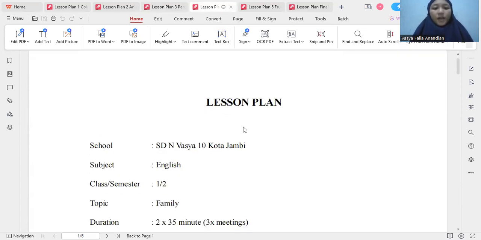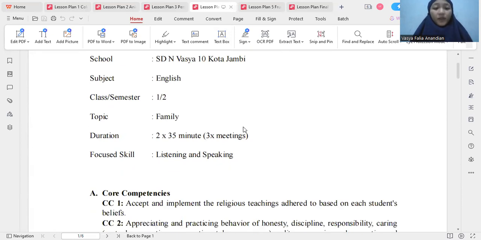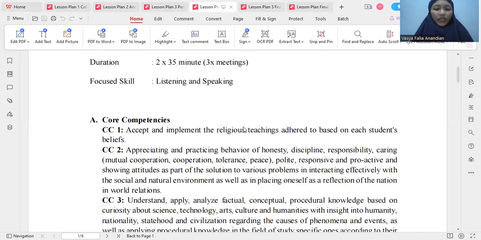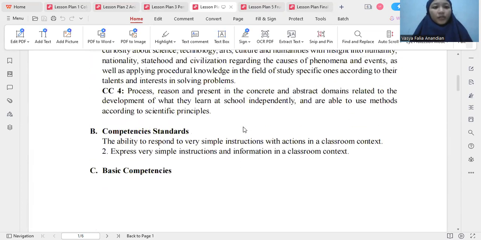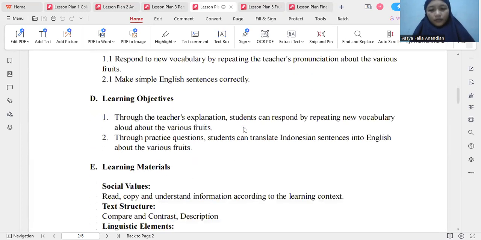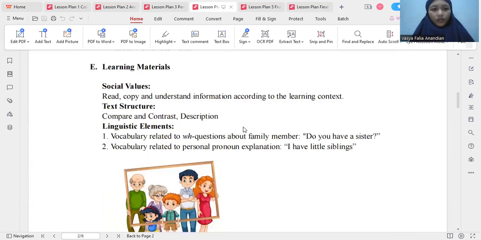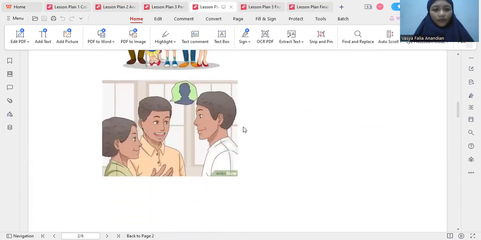So the third is about family. The fourth is about family. The focus skills are listening and speaking. So the learning objective: students can respond by repeating new vocabulary about family. So social values: read, copy, understanding information according to context, vocabulary related to the WH question about family members. Do you have a sister? I have little siblings.